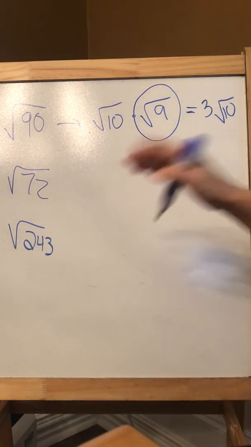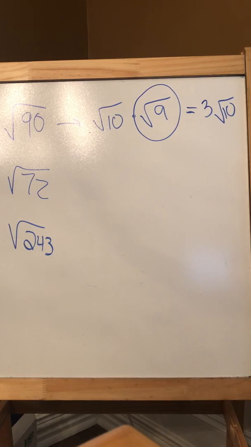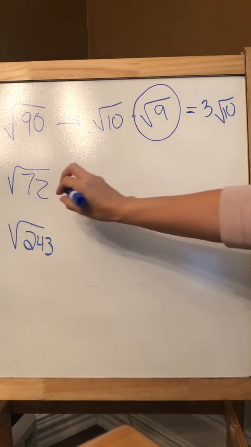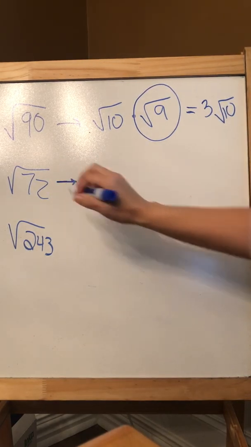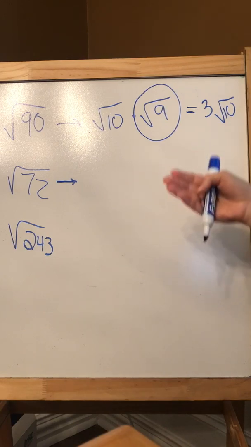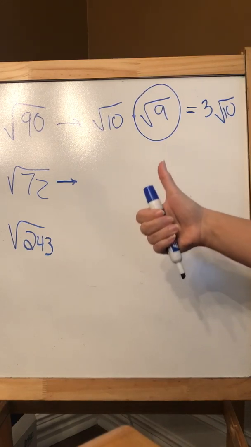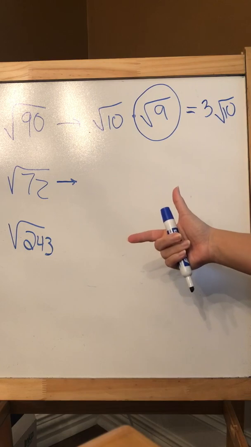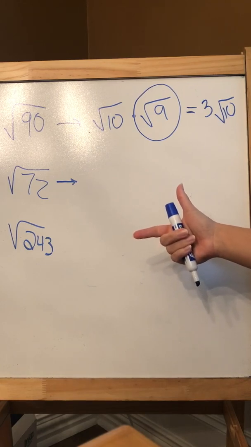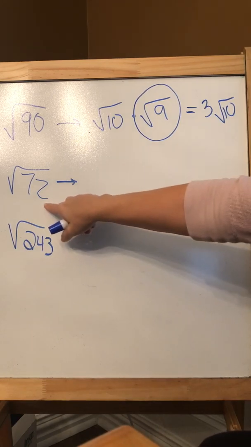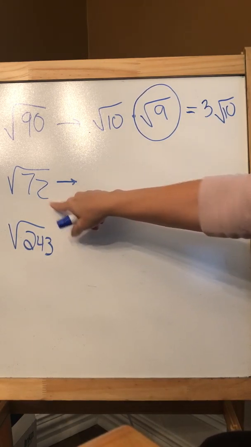Okay, so look at this next one. We have 72. So these may not just jump right out at you. So what I want you to do is think of your perfect squares, okay? 4, 9, 16, 25, 36. Okay, that one jumps out at me. 36 times 2 is 72.